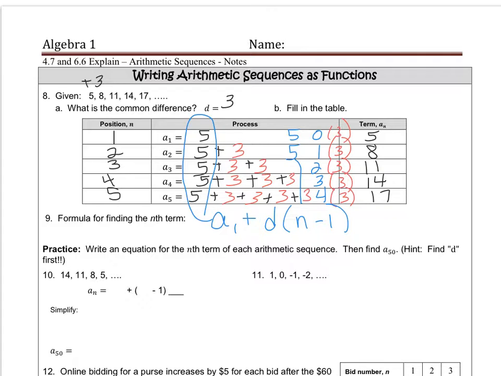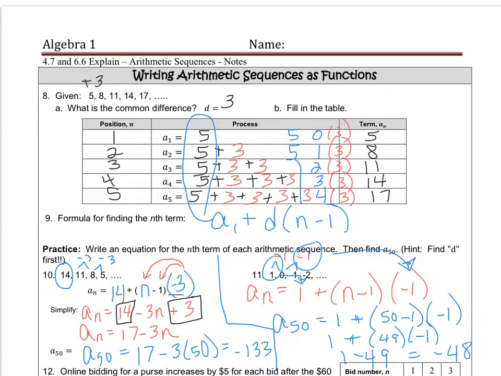of an arithmetic sequence. Okay, so let's go ahead and just have you practice. What I want you to do is to do number 10 and 11 on your own. You're going to use the formula we just figured out, and you're going to simplify it down and then answer the question. So go ahead and do number 10 and 11 on your own, pause your video, and then check back for the answer and the explanation.